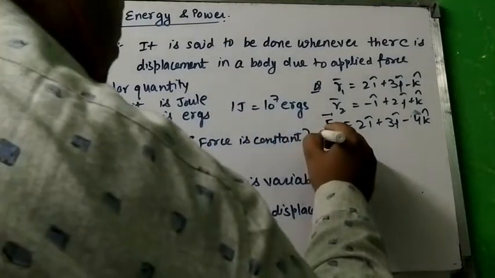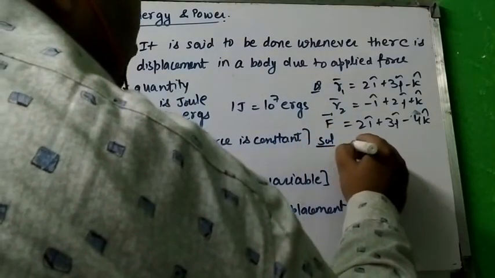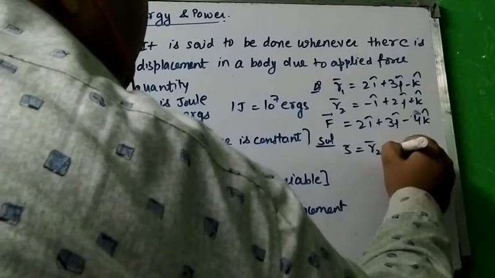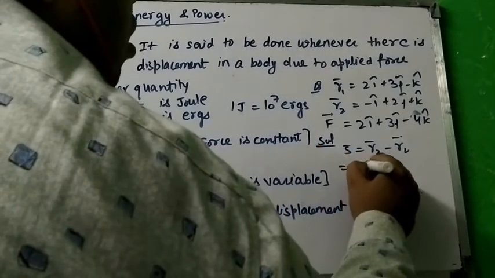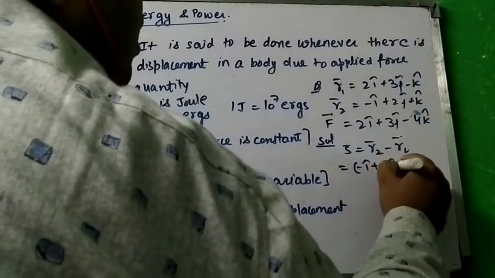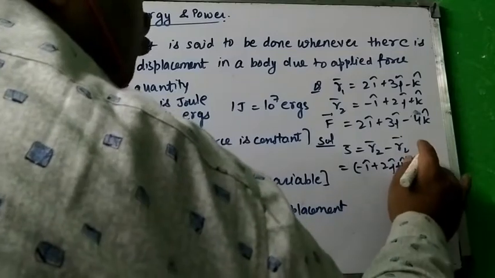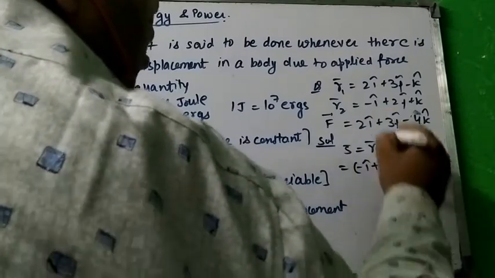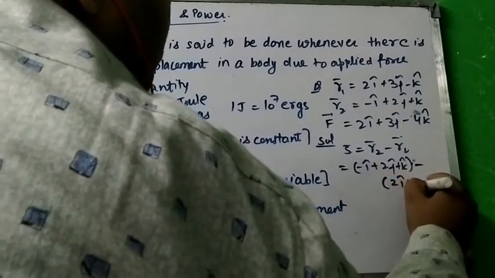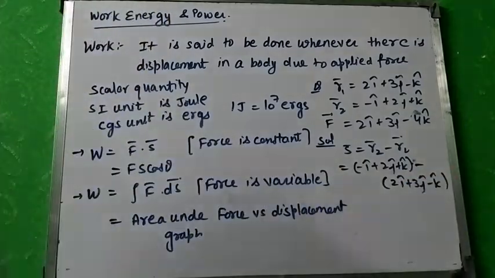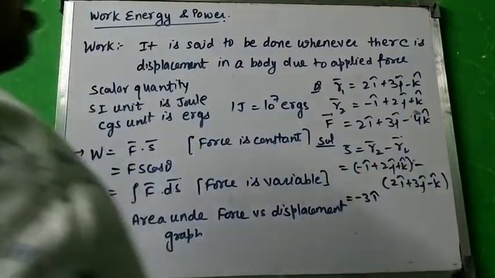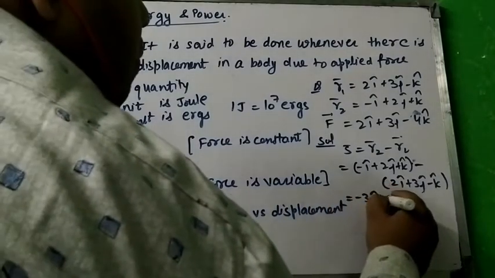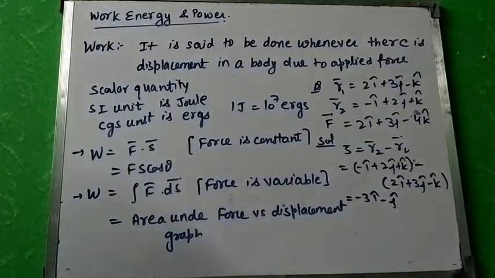So children, look, first of all you have to find the displacement. Displacement is final position vector minus initial position vector. So it is equal to minus i cap plus 2j cap plus k cap minus of initial 2i cap plus 3j cap minus k cap. Okay, final minus initial. So it will become minus i cap minus 2i cap is minus 3i cap, 2j cap minus 3j cap is minus j cap, and k cap plus k cap is 2k cap.